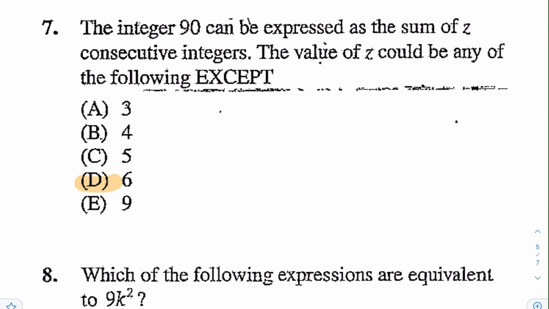All right, next for number 7, the integer 90 can be expressed as a sum of z consecutive integers. The value of z could be any of the following except. So you want to add consecutive integers so that they become 90. So you just kind of test it out. To have 3 numbers that add up to 90, and they have to be consecutive, or next to each other, you can do 90 divided by 3 first to get 30. So 30 is going to be your best bet. If you have 30, 31, and 29, add them together, you get 90.